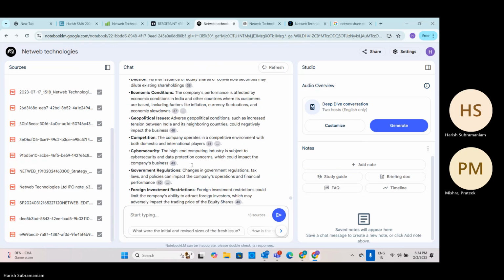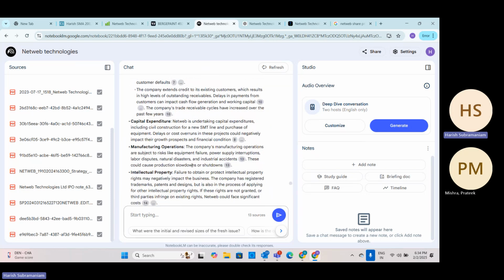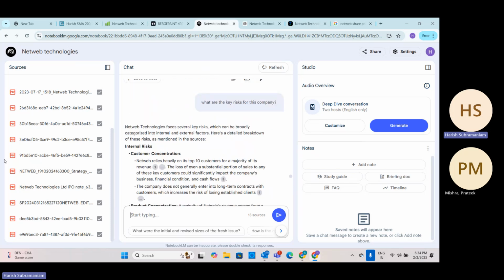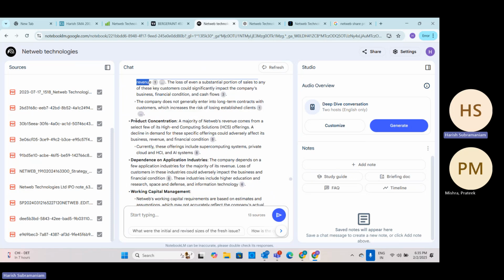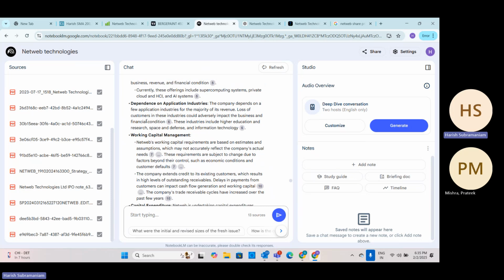Okay. So there are several risks that have come over here. A lot of these were in the DRHP, which I had opened and seen. So it relies on its top 10 customers for revenue. If any customer drops, then there's a problem. It has a product concentration. It sells a few high-end offerings, high-end computing solutions. That's where most of its revenue comes from. Right. It depends on some application industries.